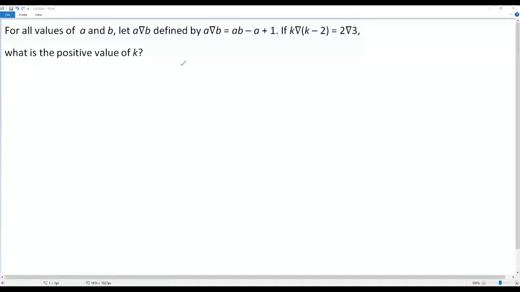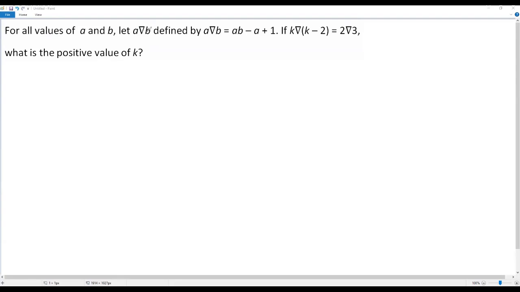Here we have a SAT math problem. Okay, let's go with the question. For all values of A and B, let A, there is a small upside down triangle. Actually, it has to be read as del. It's a symbol in mathematics. A del B be defined by A del B equals A times B negative A positive 1. If K del of K negative 2 equals 2 del 3, what is the positive value of K?